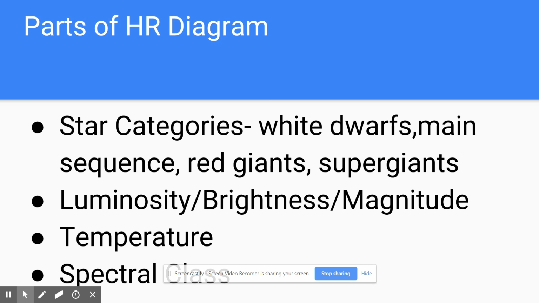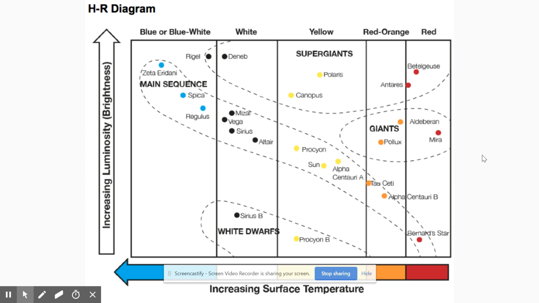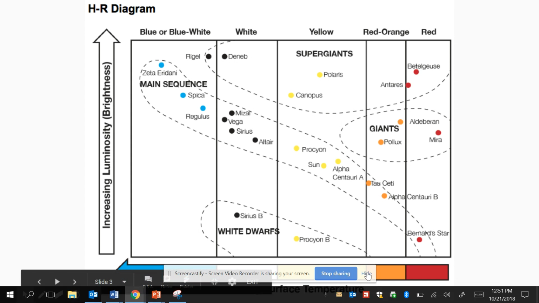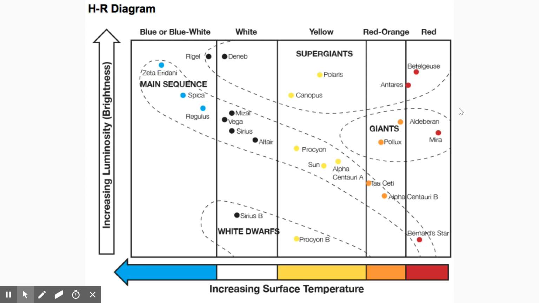Another thing that's on the HR diagram is temperature, how hot the star is, and then spectral class. And we'll take a look at what spectral class is on the HR diagram. All right, so here is a basic model of an HR diagram. So instead of looking at numbers first, we're going to look at just a basic HR diagram.